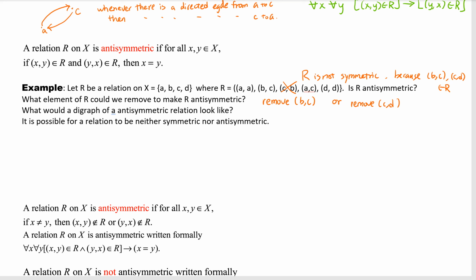What would a diagram of an anti-symmetric relation look like? In this case, for any pair of vertices, like from A to C, we only see one directed edge connecting them.